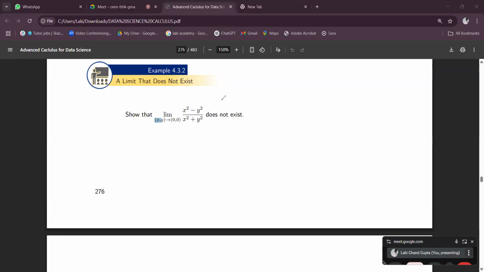Now suppose you want to find the limit of this. So what will you do? This is actually a two variable function, right? The function contains two variables.